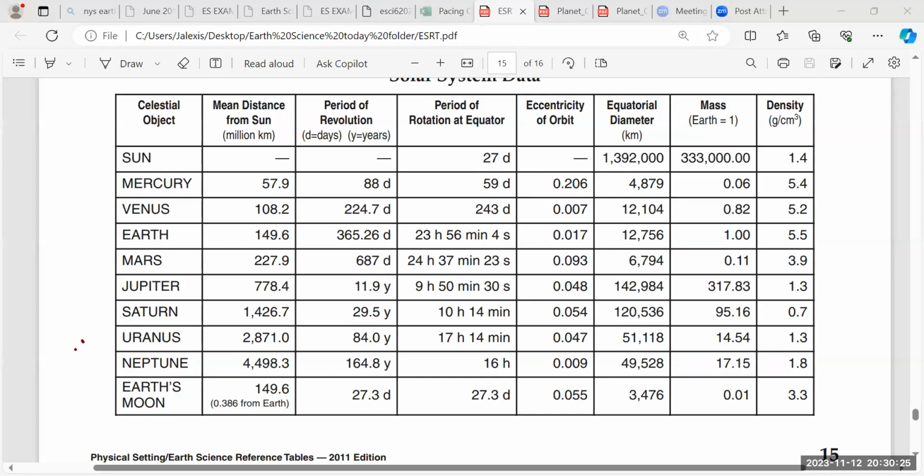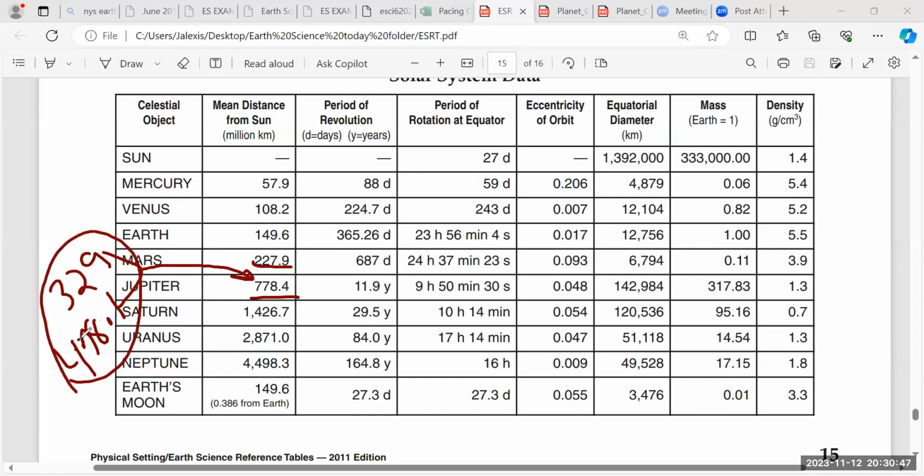If you notice, 329 million and 478.7 million, both of these numbers fit in between 227.9 and 778. Because both of these numbers fit in between 227.9 and 778, that lets you know that the asteroid belt is also between Mars and Jupiter. So that's why the correct answer, once again, for the two planets is Mars and Jupiter.